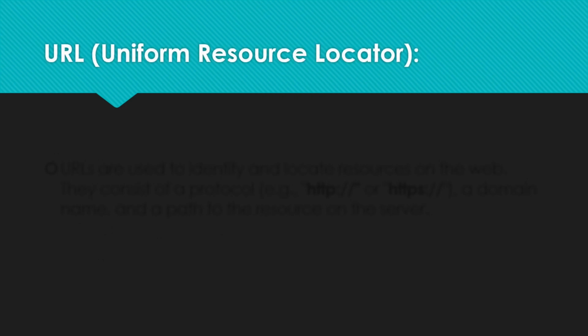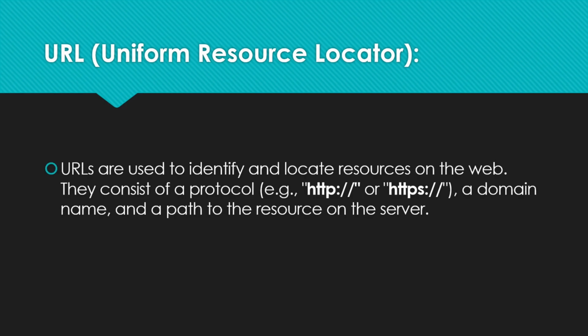Now we are going to talk about URL, that is Uniform Resource Locator. URLs are often used to identify and locate resources on the web. They consist of a protocol, for example HTTP or HTTPS, a domain name and a path to the resource on the server. Now let us check out an example of a URL.